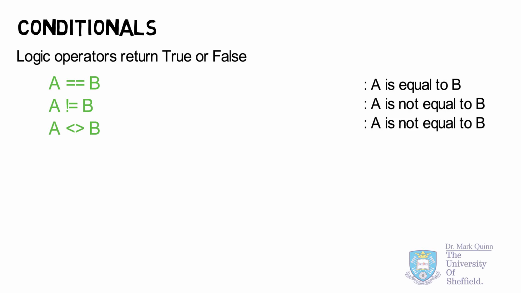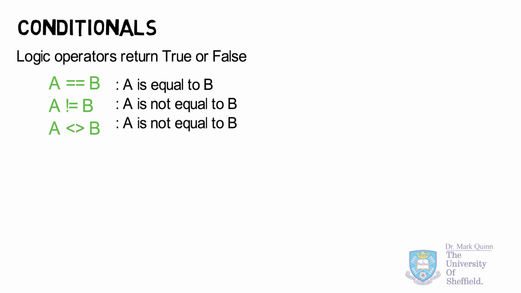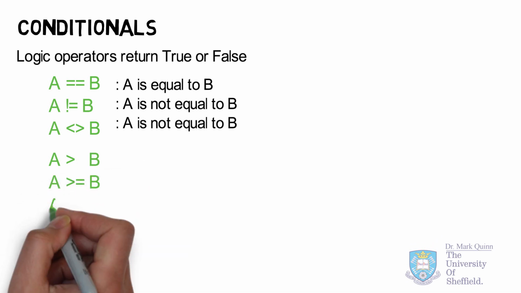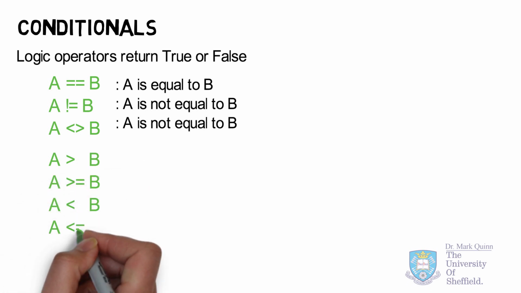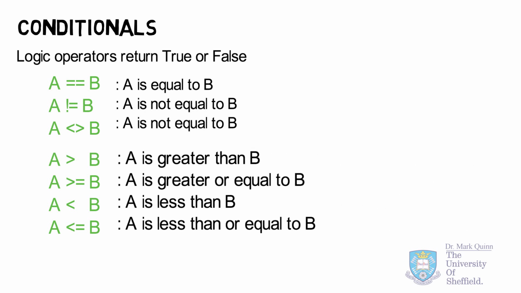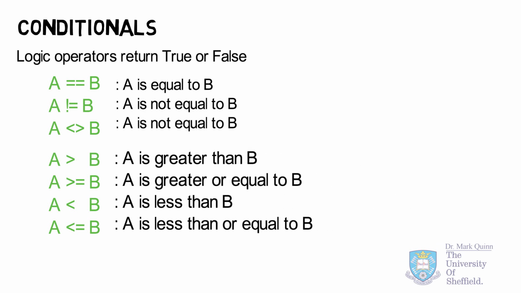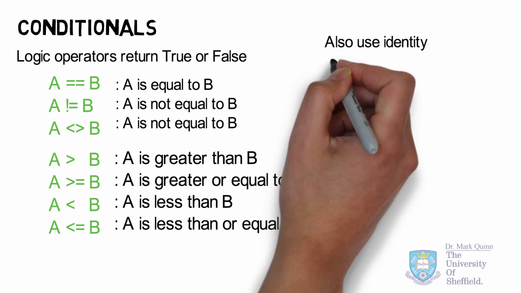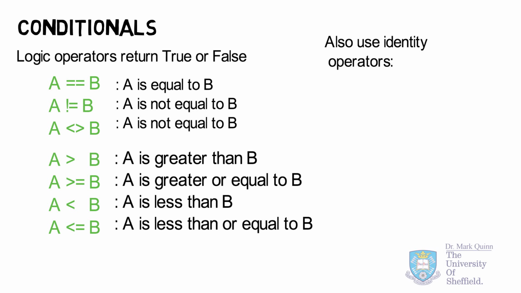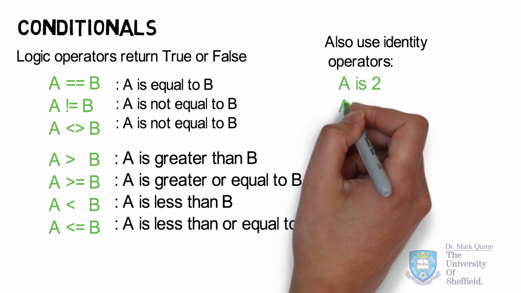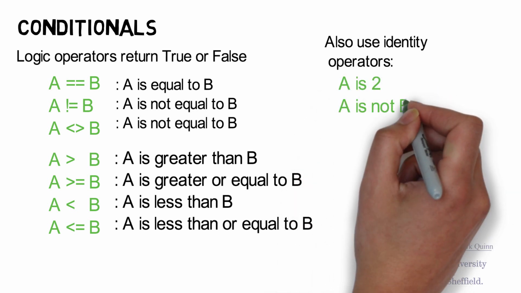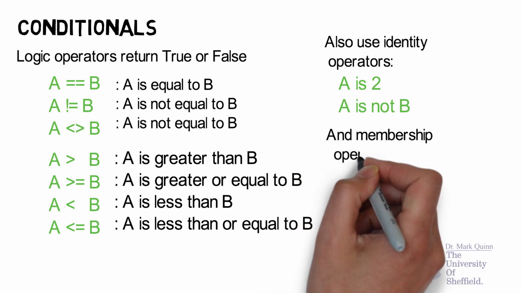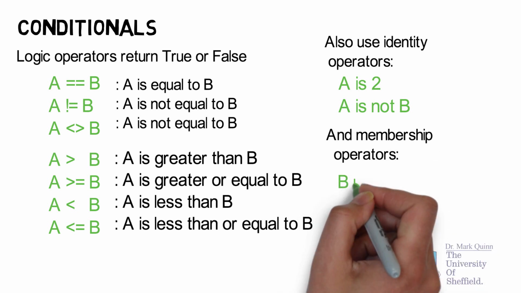For example, we have identity operators to compare two variables and to check whether they're equal or not equal. We also have comparison operators, which check if variables are greater, less than, or greater or equal to, or less than or equal to. We also have an identity operator is, and is equivalent to is it equal to, and there is also a not equal to identity operator called is not.